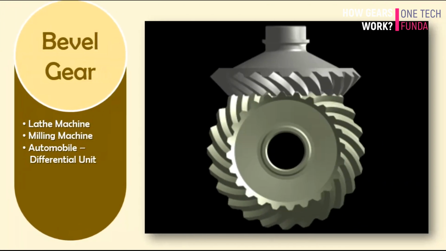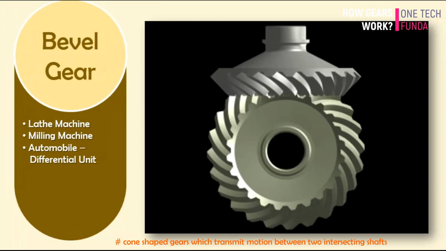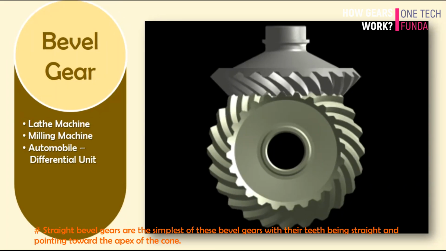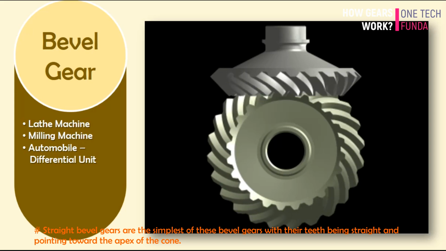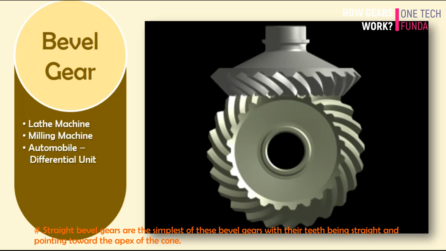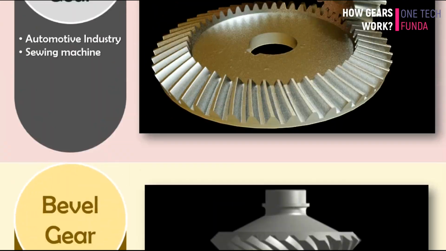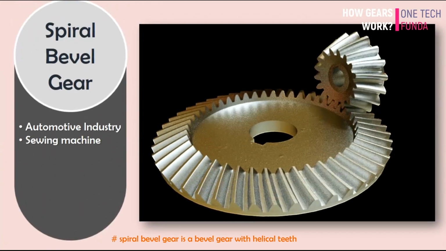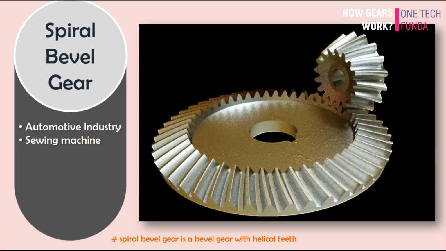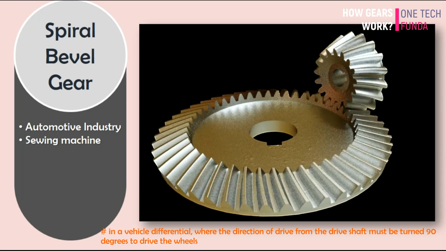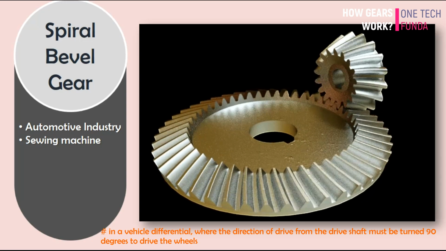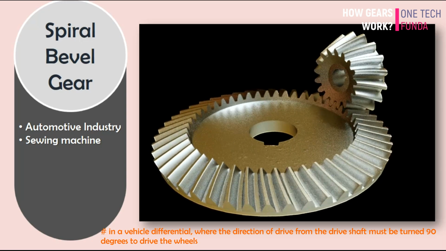Bevel gear. Bevel gears are cone-shaped gears which transmit motion between two intersecting shafts. Straight bevel gears are the simplest of these bevel gears with their teeth being straight and pointing toward the apex of the cone. Spiral bevel gear. A spiral bevel gear is a bevel gear with helical teeth. The main application of this is in a vehicle differential, where the direction of drive from the drive shaft must be turned 90 degrees to drive the wheels.